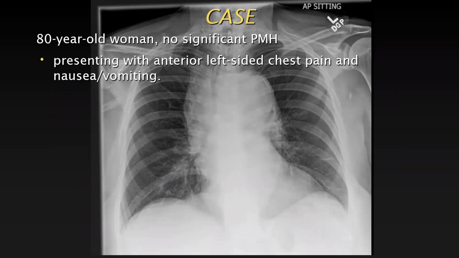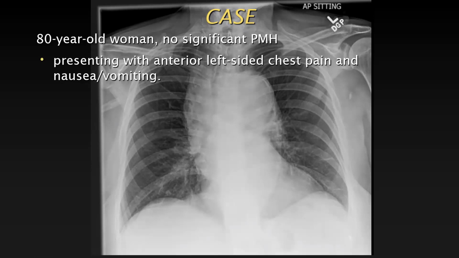Okay, so in the final few minutes, another entity that I think should be part of the acute aortic syndromes is this kind of lesion. This is an 80-year-old patient without any significant past medical history. She presents with anterior left-sided chest pain, nausea, and vomiting. And I think this is first-year resident level.